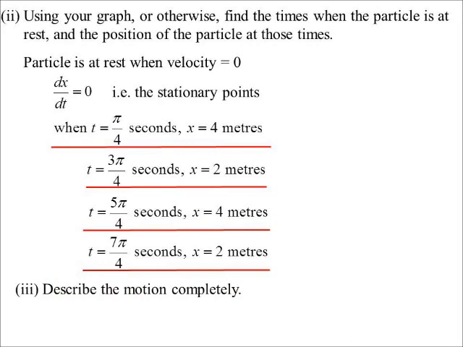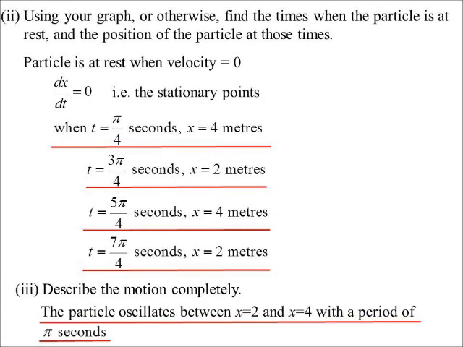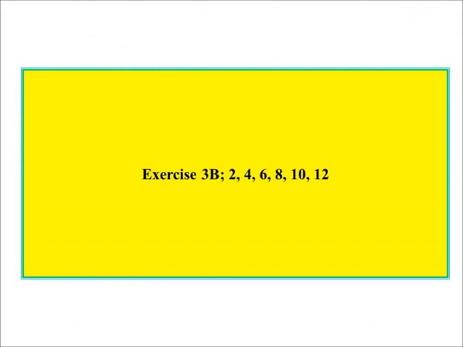Here you go. Describe the motion completely. You get to show off your English skills. Okay. So what did I say? Oh, I used some big words. Look at that. Oscillates. The particle oscillates between x equals 2 and 4 with a period of pi seconds. All right. Oh, good. We did manage to get through all that.